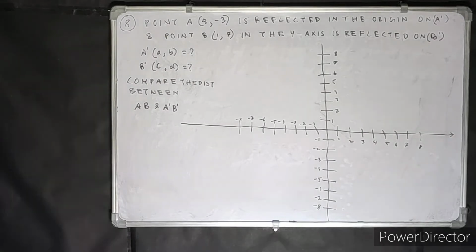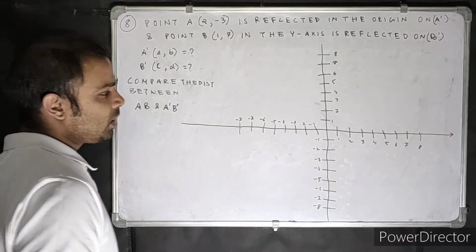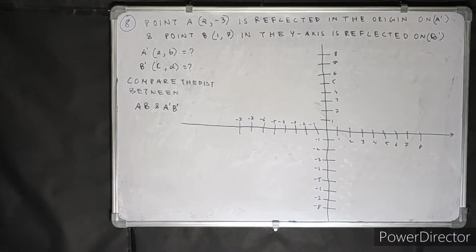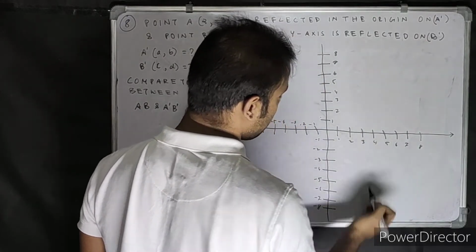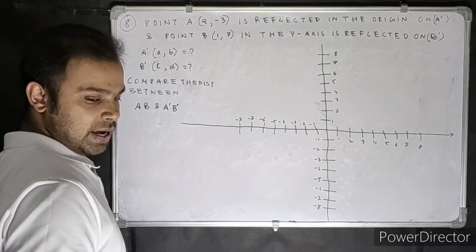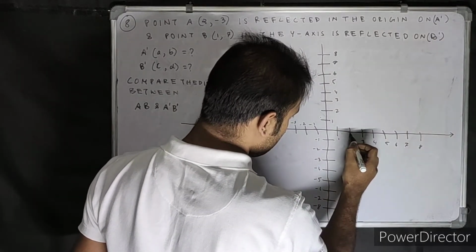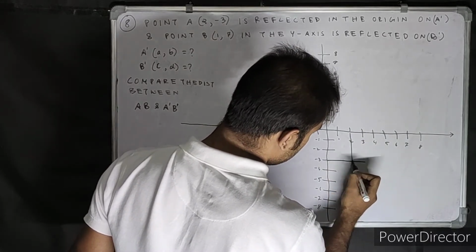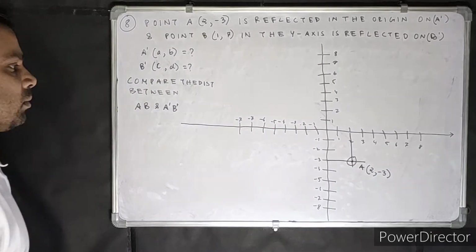Now let's start doing the question. First thing is to plot A, that is 2 comma minus 3. So in the x-axis it's going to be 2 and in the y-axis it's going to be minus 3. Look at this point. In the x-axis it's going to be 2. This is 2. And in the y-axis, did I copy correctly? Yes, 2 and minus 3 here. So x-axis this way and this way. This is 2 comma minus 3.